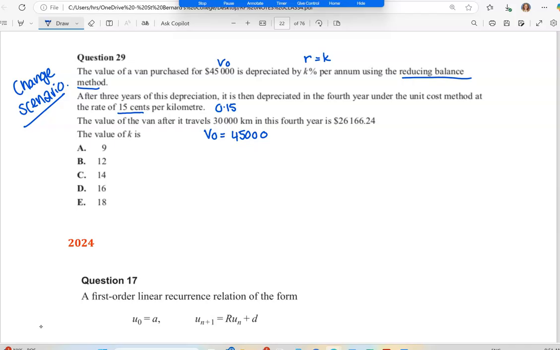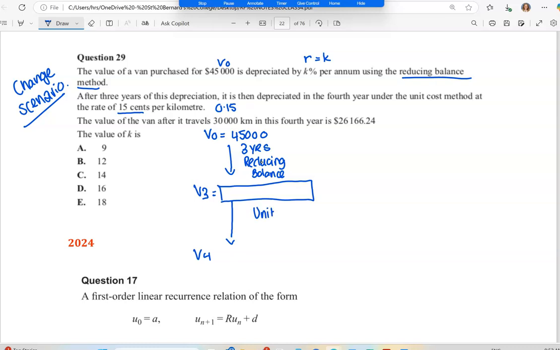And for 3 years we had the reducing balance method. So then it would have been V3, it would have had its value at V3. And then what happened is it went down and we got to V4. But while in that 4th year, it used unit cost depreciation.